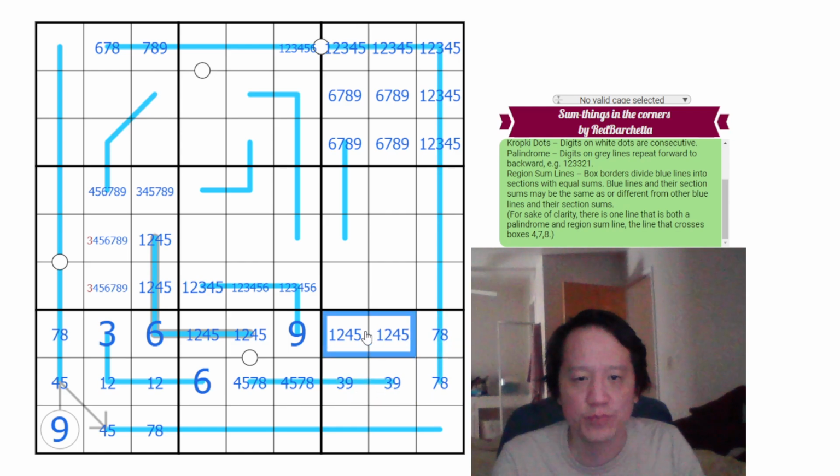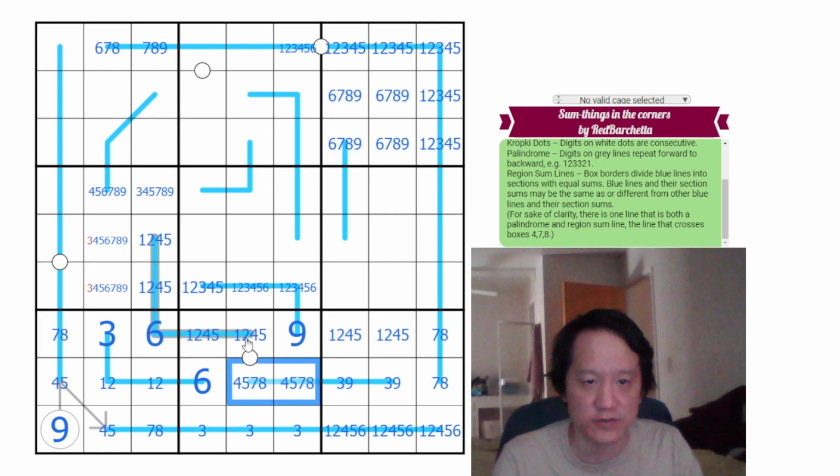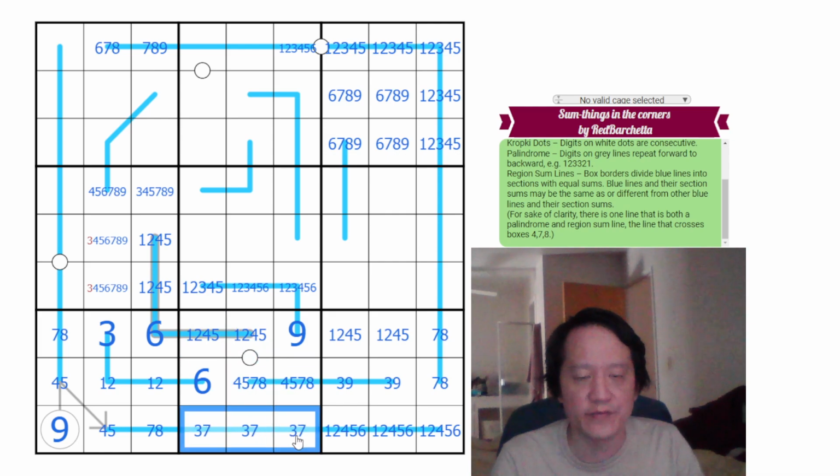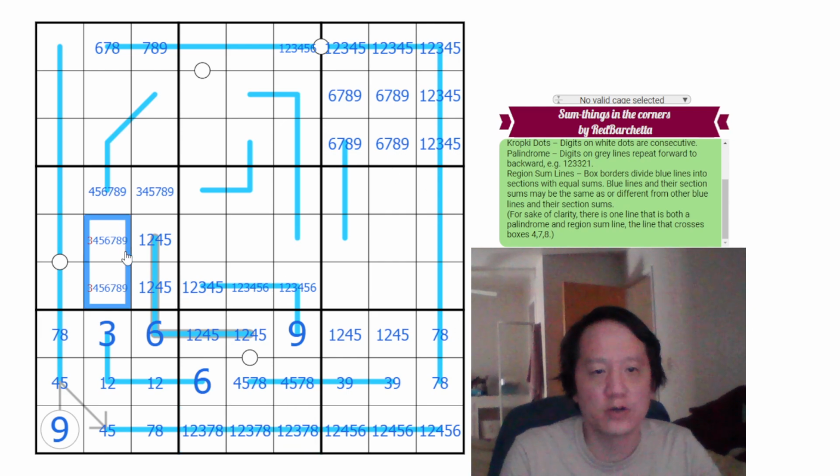This is 3, 9. This has to be 6 with 1, 5 or 2, 4. So then this has to be 3. And it cannot contain a 4, 5 because one of these is 4, 5. So this is 3 with 7 or 8 and 1 or 2. Okay, so this can no longer be 3. These two are the same, and these two are the same, and these two are the same.